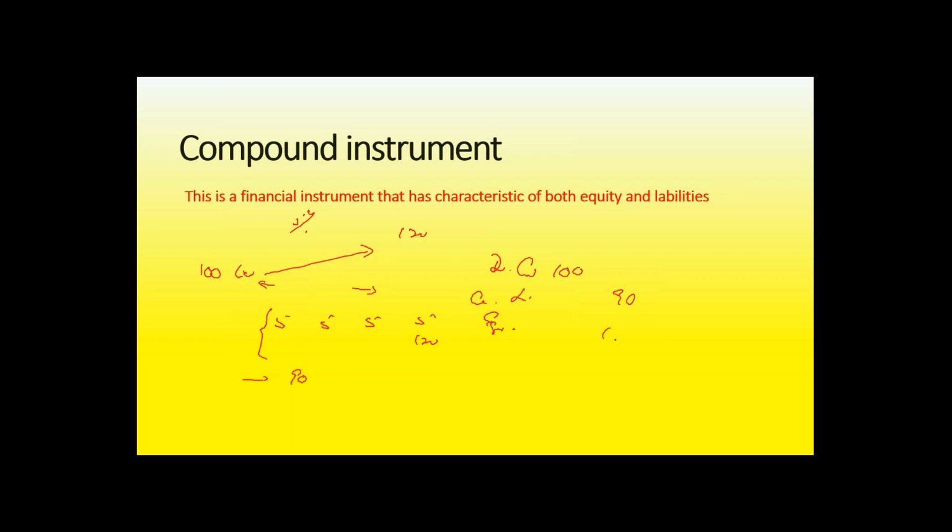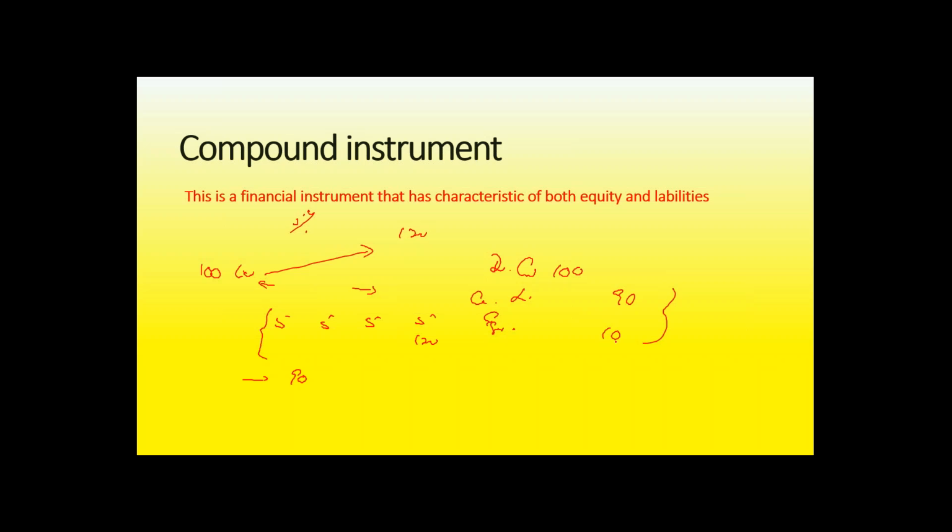This is what we call a compound instrument. The balance in figure, the 10, is considered as equity. So this is the initial measurement. Now we have already initially measured it, at 90 and 10.